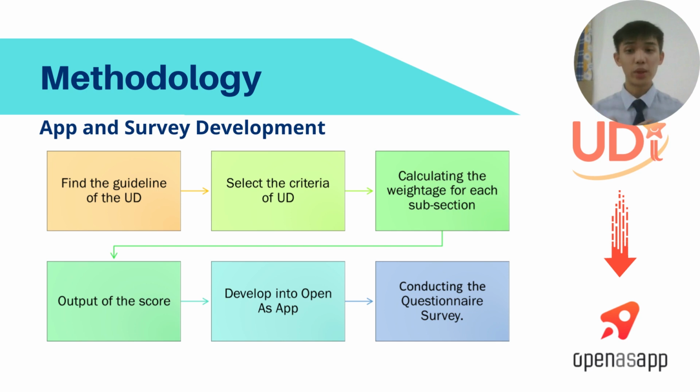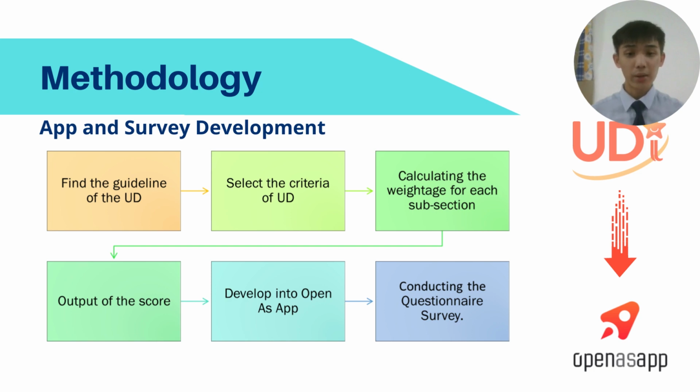Next, we will move to the methodology part, and it will be separated into three phases. The first phase is the app and software development. Firstly, we will find the guideline of the universal design, and we will select the criteria of the universal design.